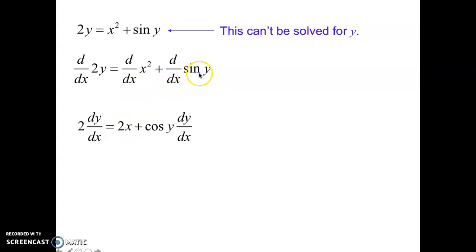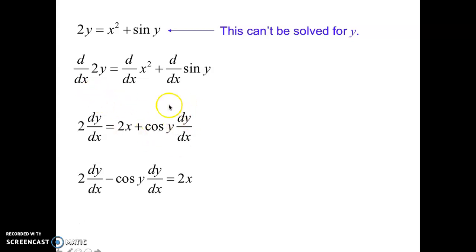Here we have the derivative of sine. Again, the derivative of the outside piece is cosine, leaving the inside function, multiplied by the derivative of the inside function with respect to x, which is dy dx. Again, let's gather the dy dx's on the same side and solve for dy dx.